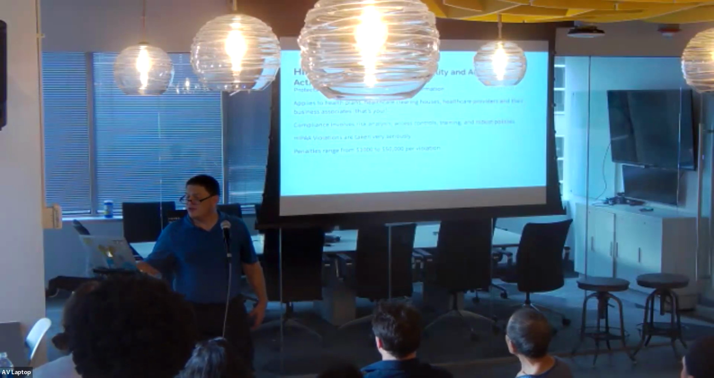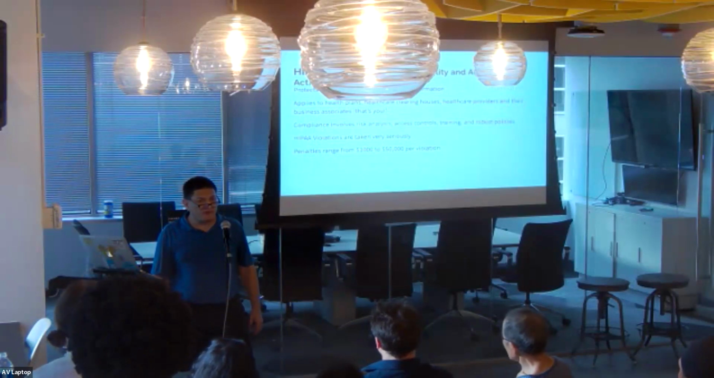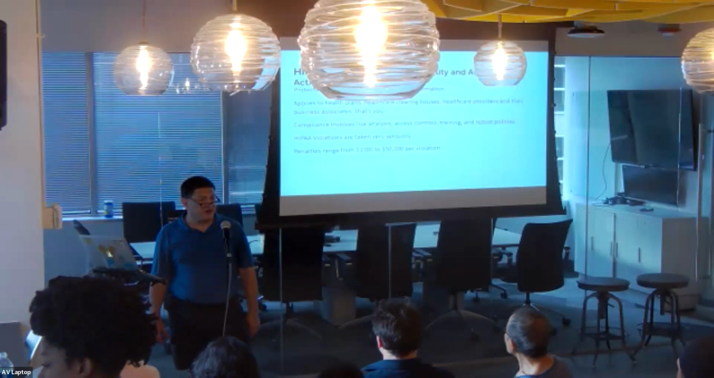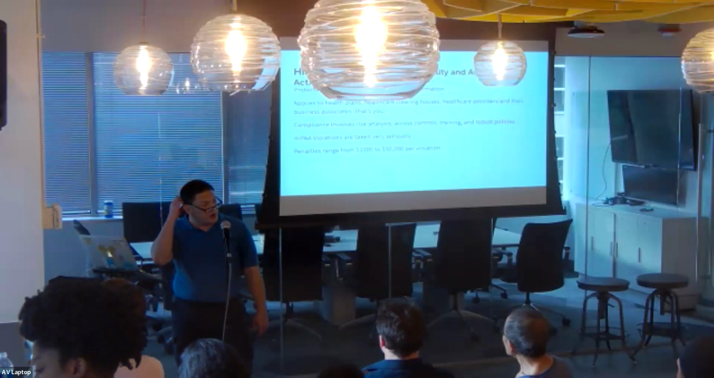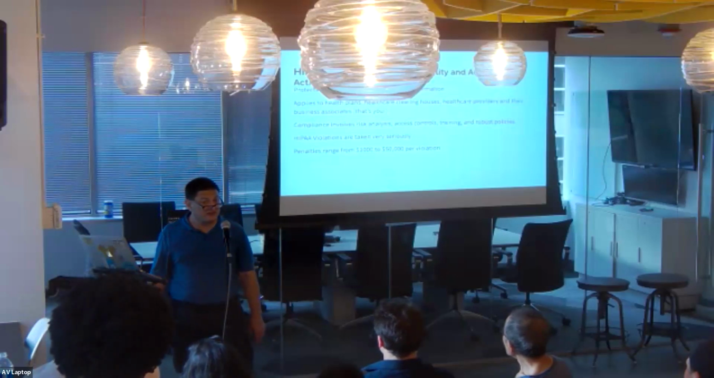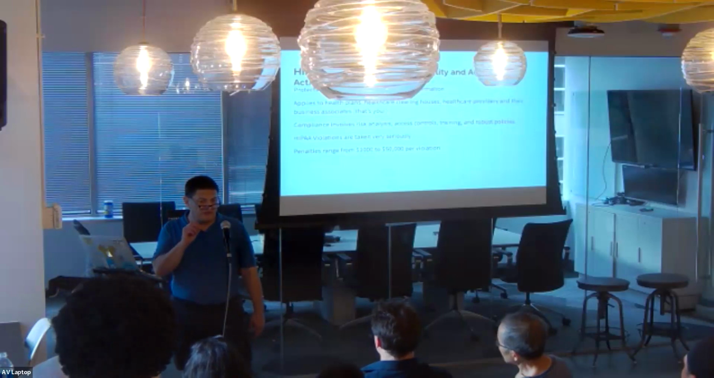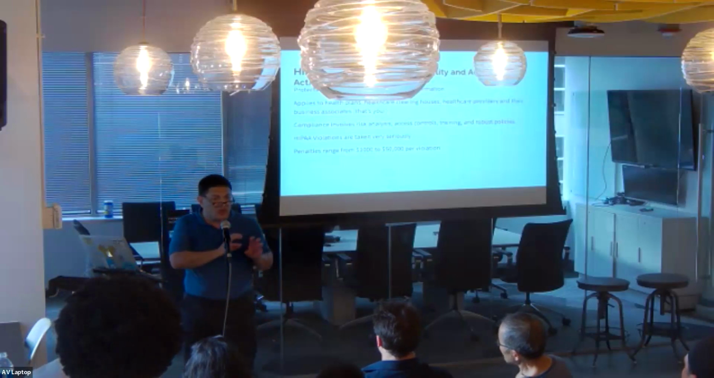So for you, the important thing is compliance involves risk analysis, access controls, and robust policies. Basically need to know. HIPAA violations are taken very, very seriously. Penalties can range anywhere from $1,000 to $50,000 a year per violation. Anytime it's violated. So if my wife came home yesterday and said this about this patient, that's one violation. She comes home tomorrow and talks about another patient, that's a second violation.